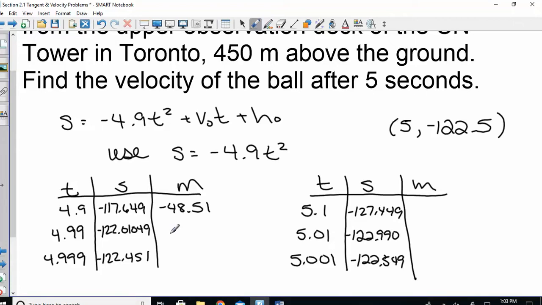I don't know that that's correct. Oh, I see what I did. Make sure you have parentheses. So negative 122.5 minus negative, so plus 122.01049, divided by 5 minus 4.99.